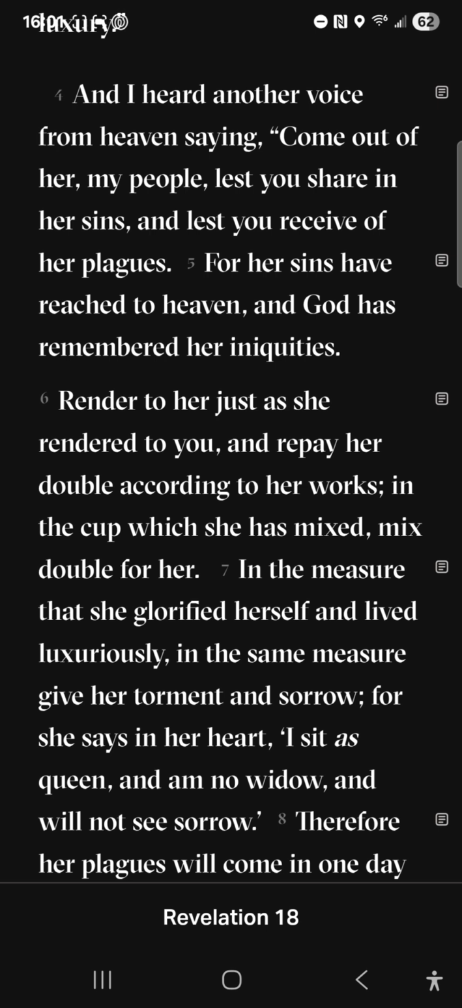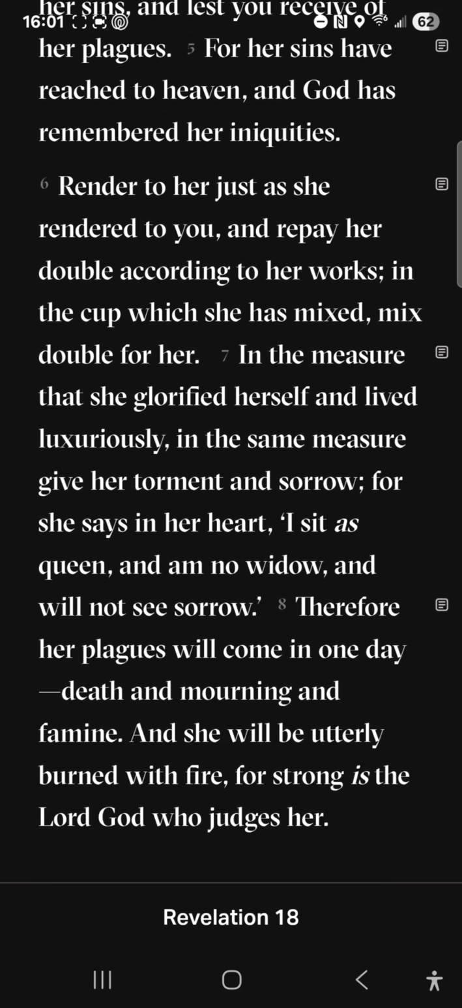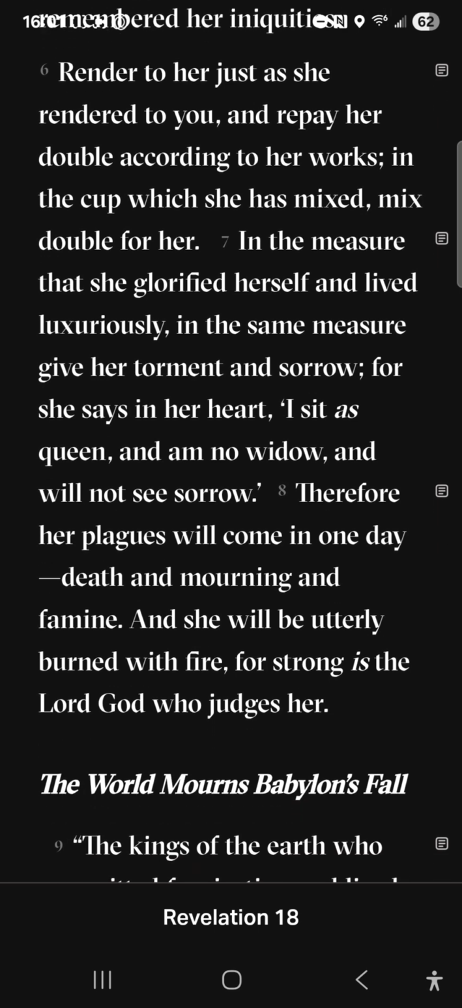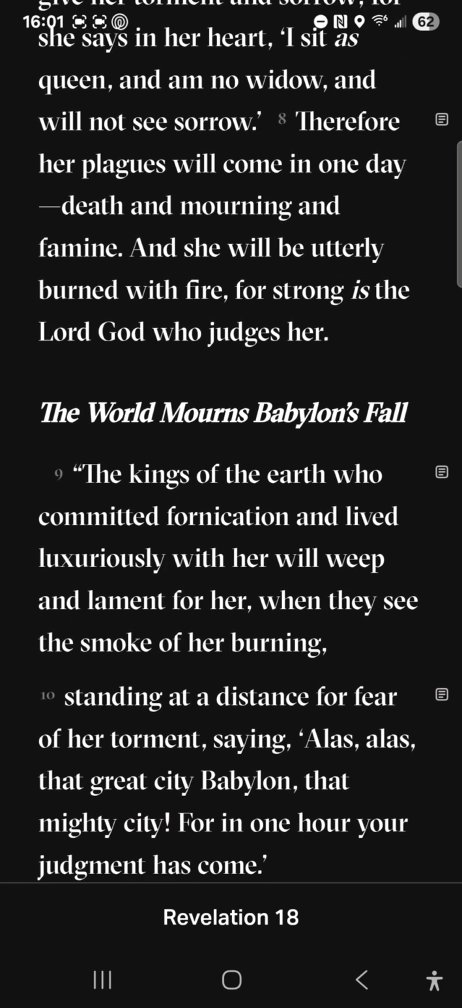For she says in her heart, I sit as queen and am no widow, and will not see sorrow. Remember, we just read that in Isaiah. Therefore her plagues will come in one day, and death and mourning and famine. We just read that too. And she will be utterly burned with fire, for strong is Yahuah Eluah who judges her.